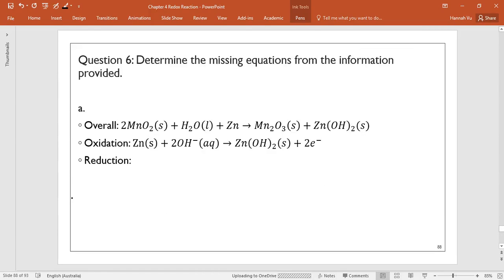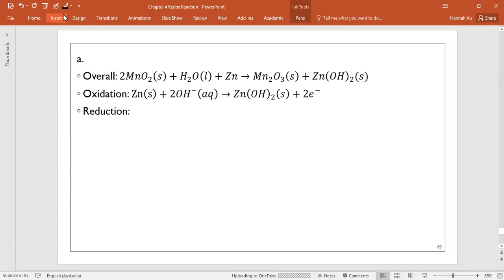And then finally, we have question 6. Now 6 is just another type of question where you could essentially subtract one half equation from the overall to get the other half. In this case, which is a lot faster, but obviously you can balance it from scratch if you want. But sometimes this is faster.